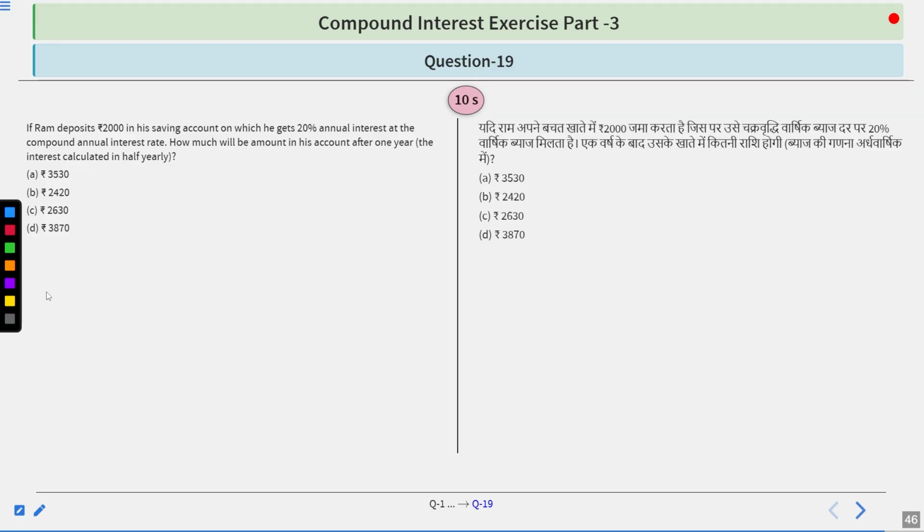Next, if Ram deposits rupees 2000 in his saving account on which he gets 20% annual rate at the compounded annual interest rate, how much will be the amount in his account after 1 year? The interest calculated is half yearly, and the options are option A rupees 3,530, option B is rupees 2,420, option C is rupees 2,630, and option D is rupees 3,870. These are the options.